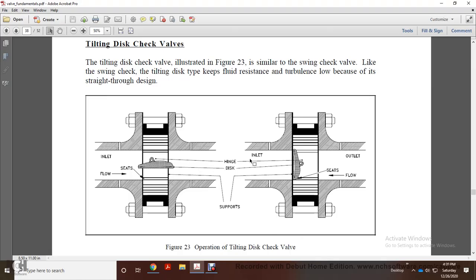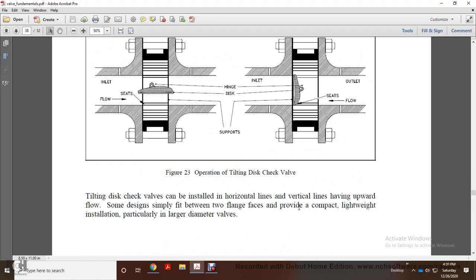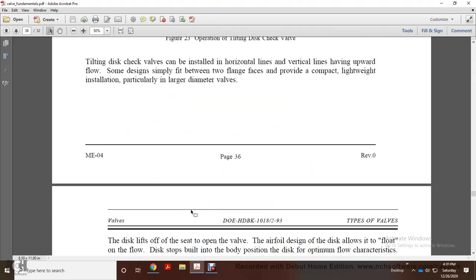So this is the flow, then the outlet flow, and the disc seats back, and so there's no backflow. Tilting check valves can be installed in horizontal lines and vertical lines having upward flow. Some of the designs simply fit between two flange faces and provide a compact, lightweight installation, particularly for large diameter valves.